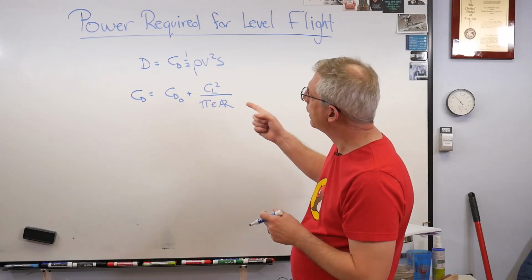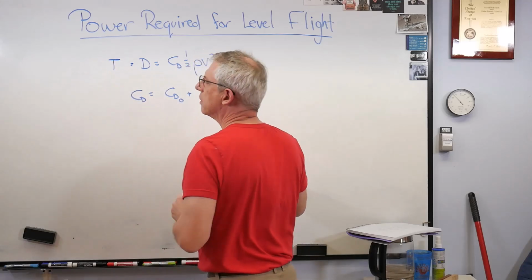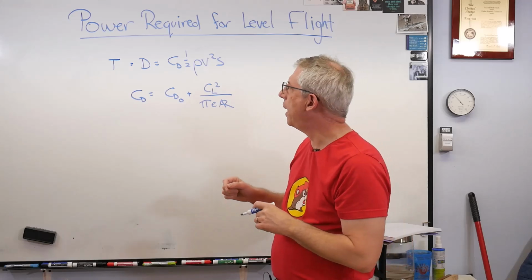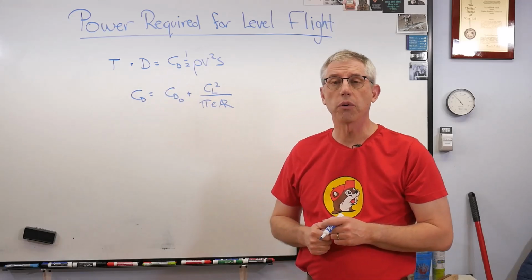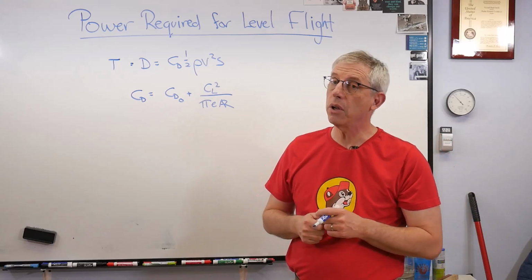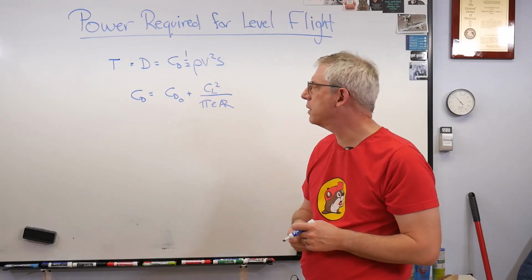So let's make this the thrust, made by the propeller. Now what I'm looking for here, let's map out our path. I've got thrust and I've got drag. What I'm really looking for is an expression for the power required for level flight that's a function only of velocity. Well, let's start working towards that.